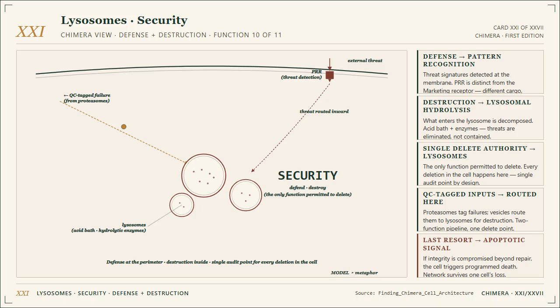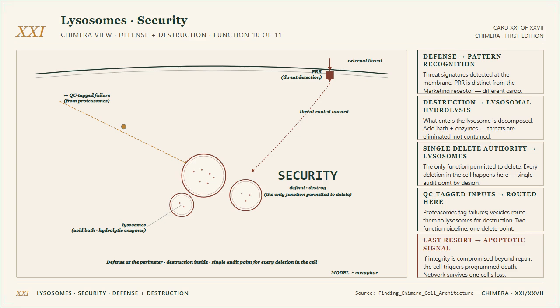Card 21, Lysosomes, security. This is security, the cell's defense and destruction function, zoomed in from the company view on cards 10 and 11. Two inputs feed into this compartment from different directions. On the upper right, a pattern recognition receptor, a PRR, sits on the membrane. External threats arrive there. PRRs are distinct from the marketing receptor. Different cargo, threat signatures, not customer signals. Different downstream cascade, different response. The dashed brick-colored arrow shows the threat routed inward from the PRR toward the lysosome cluster.